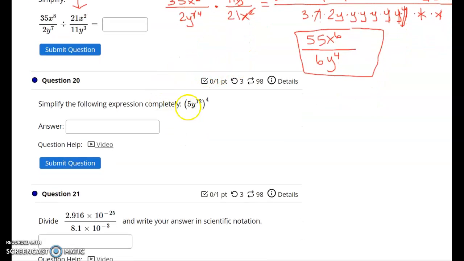Okay, number 20. Just make sure on these ones that you put each part to the 4th power. So we want 5 to the 4th power and y to the 12th to the 4th power. 5 to the 4th, we do 5 times 5 four times, which gives us 625. Then raise y to the 12th to the 4th, so 12 times 4 we get 48, so 625y to the 48. Not terribly hard as long as you remember that the 4 needs to be distributed into both the 5 and the y.